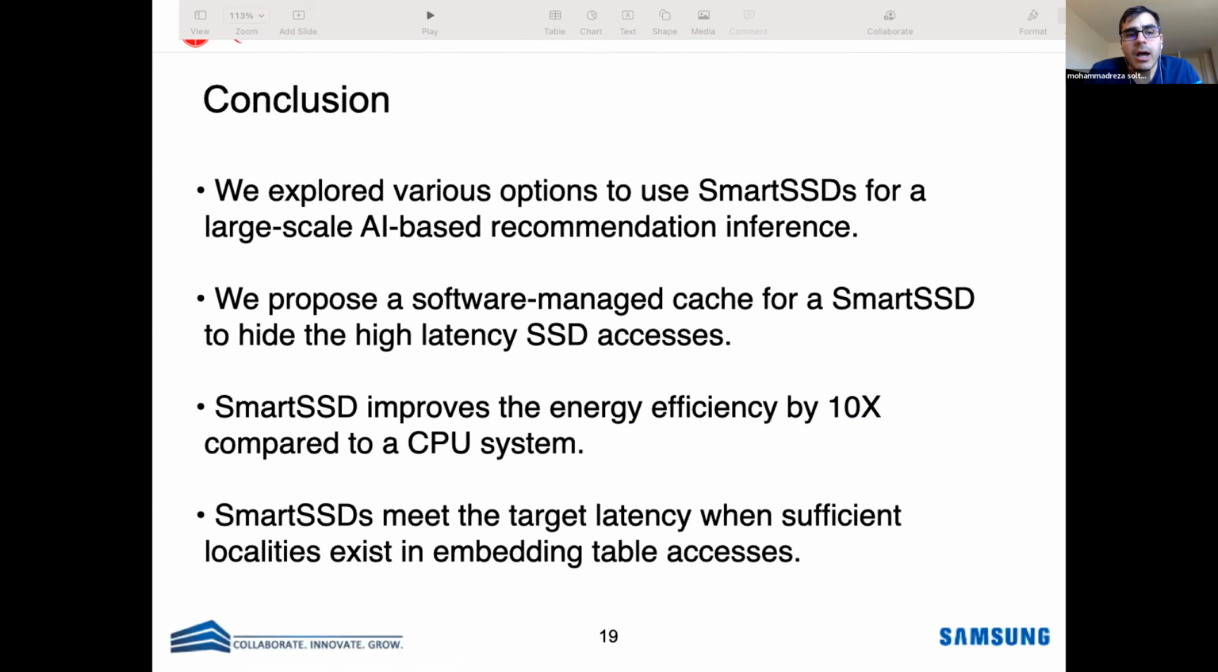To summarize, we explored various options to use this smart SSD for this large-scale AI-based recommendation system. We propose optimizations such as a software-managed cache for the smart SSD in order to improve the latency by hiding the high-latency SSD accesses. We show that smart SSD can improve the energy efficiency by up to 10 times compared to a CPU system. And finally, we show that smart SSD can meet the target latency for this large-scale recommendation system when there is enough data locality in accesses to these embedding tables.